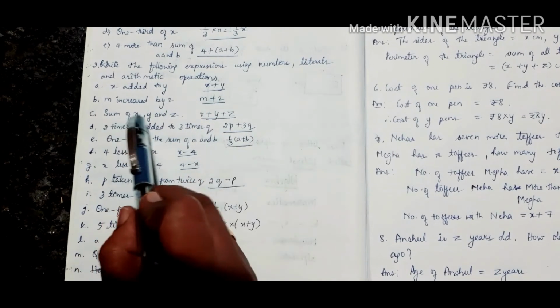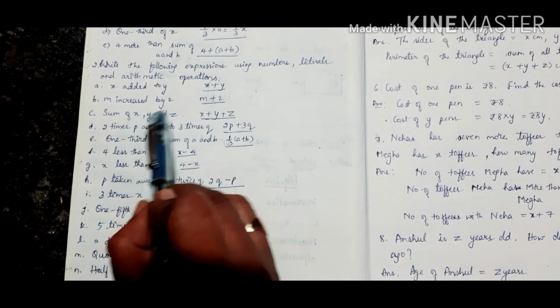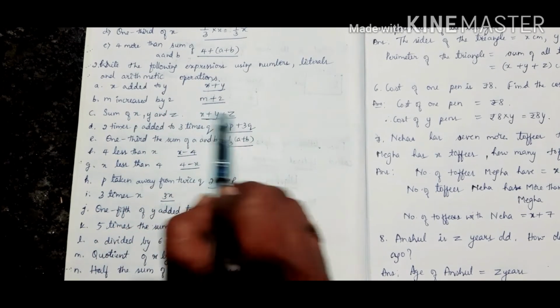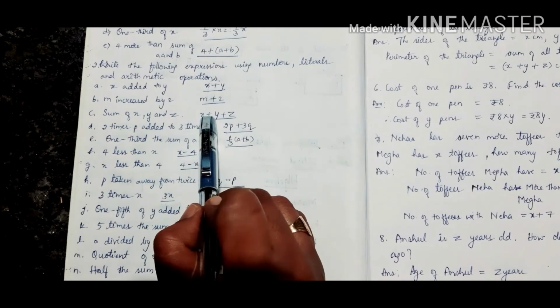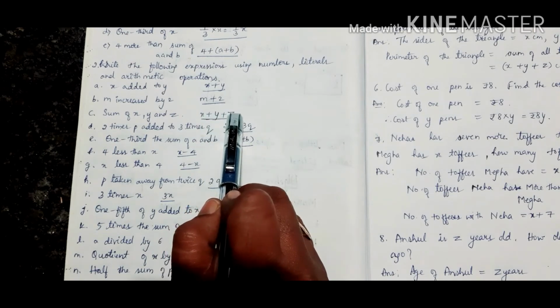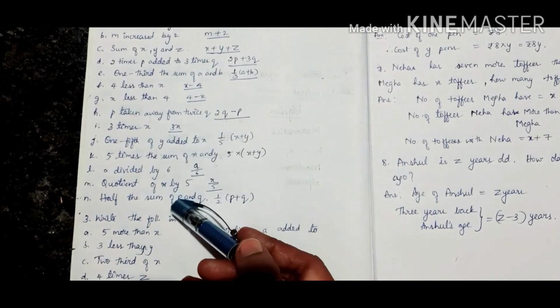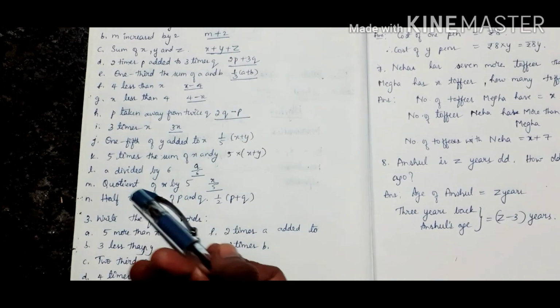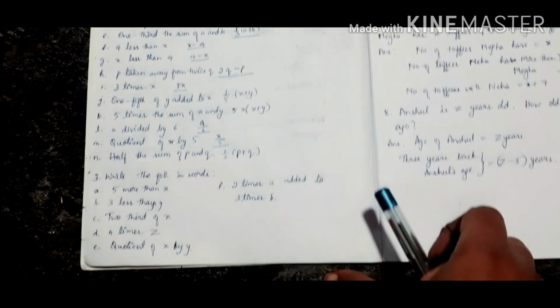The sum of x, y and z. So we need to take all these literals x, y and z and we need to add them together. So we need to use a plus sign. So the expression will be x plus y plus z. Here in the same way we have a lot of statements. We should be able to convert these statements into the algebraic expressions.